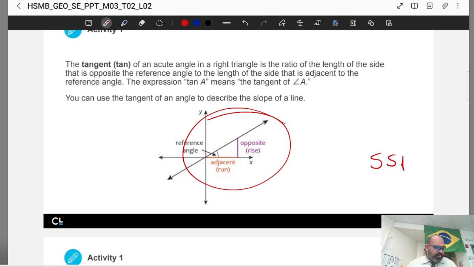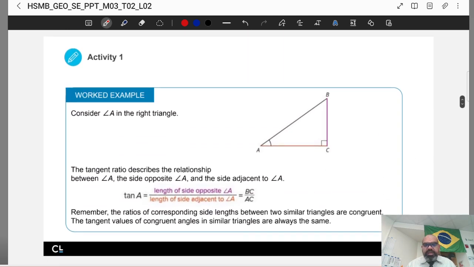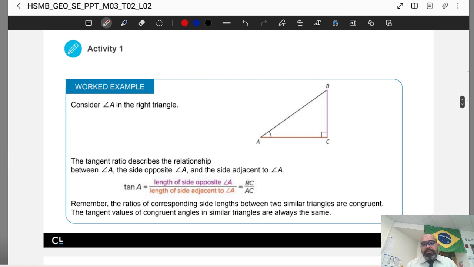If you are stuck, no problem. On 551, we have a worked example. You can read and understand a little bit better. I will leave a link for a video you can watch. It's talking about this also. You can stop my video right now and go to Google Classroom. You will see the link for this explanation, the worked example.